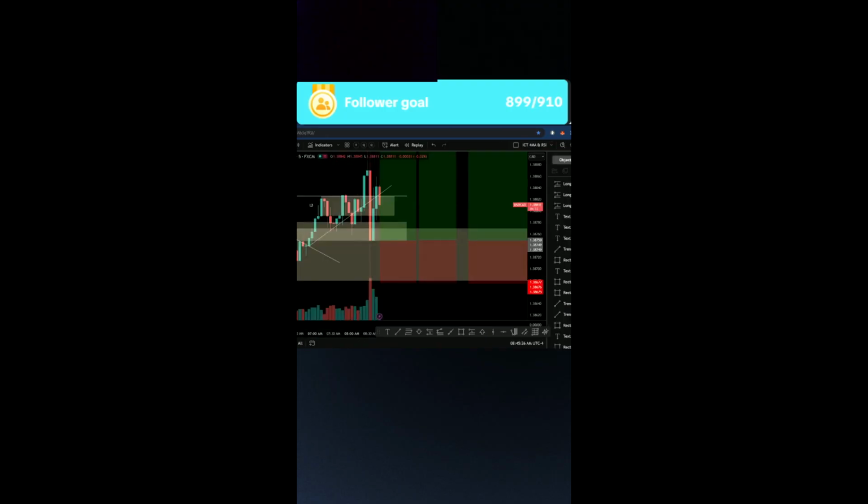That's your mitigation block. Let's close that out. Let's look at CAD. What's happening with CAD? Okay. So we closed outside of the level 2. And you'll see this too. Price will go right back in and tap the other side like it did just there. Just tapped it. Now we want to see that hold.